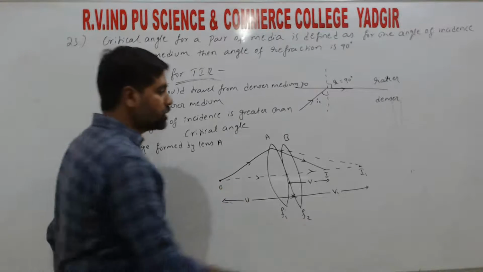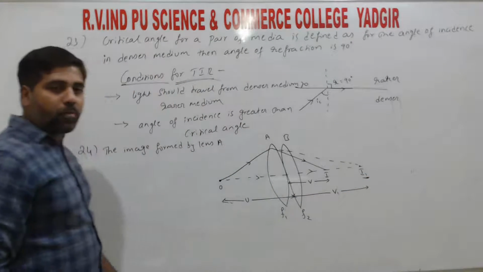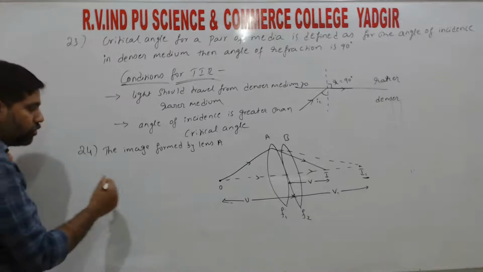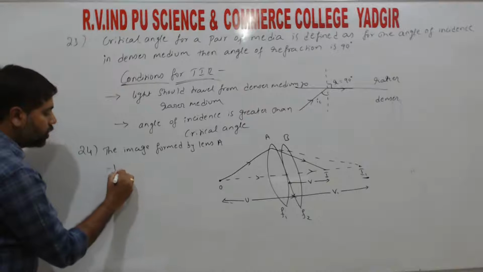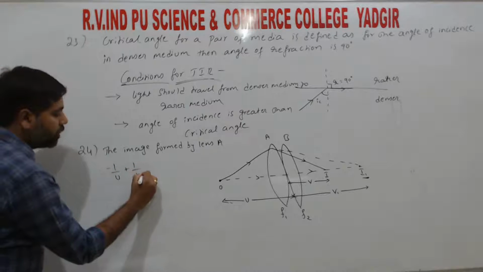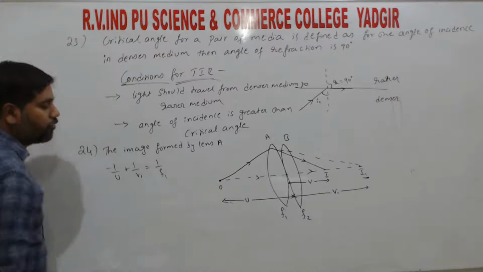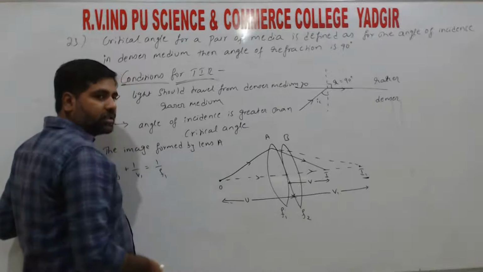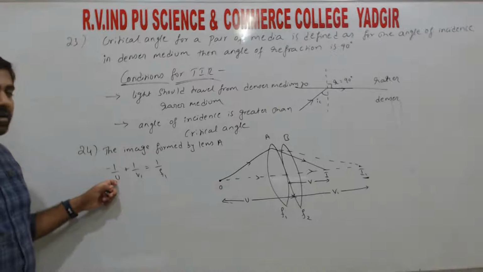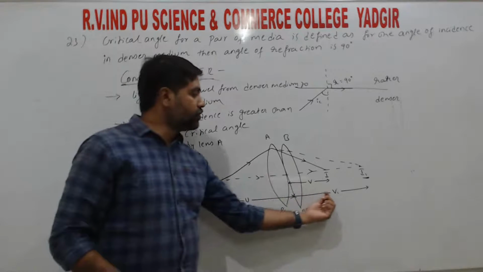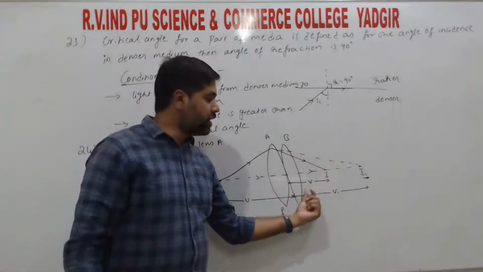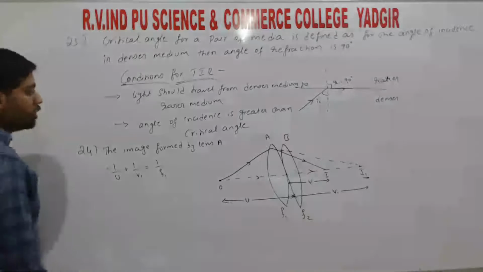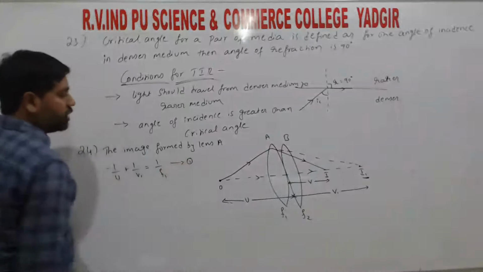Where is the image being formed? It is being formed at I1. So that is by the formula, the mirror formula: minus 1 by u plus 1 by v1 equals 1 by f1. So why minus? Because we are measuring the distance opposite to the incident ray, hence we take minus u. Here plus v1, because we measure the distance in the direction of the incident ray, hence we take plus v1. So calling this the first relation.